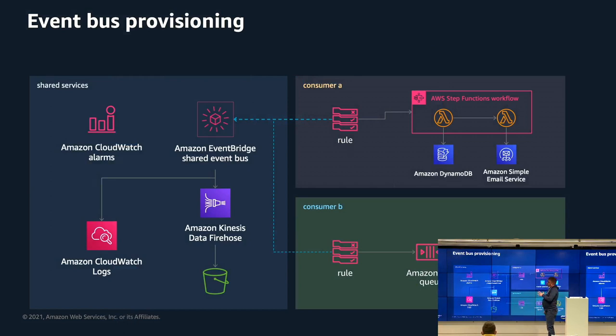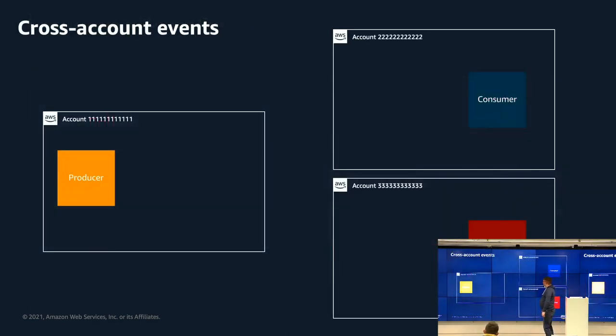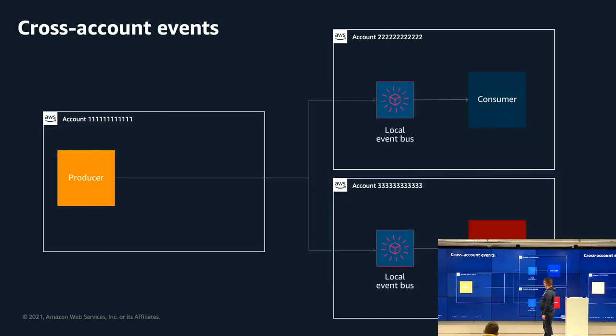Also, what is good is that when you provision an event bus, you can provision the event bus itself separately from the rules. With CloudFormation, for example, you can provision the event bus itself and then add the rules. And when it comes to cross-account events, there are two approaches. You can put events directly from the producer to the event buses in different accounts. But again, it's something we would like to avoid, because again, it's routing on the producer side. But what you can do, you can put these events into the local event bus in this account, and then it will be routed to the other event buses in different accounts. That's the approach.